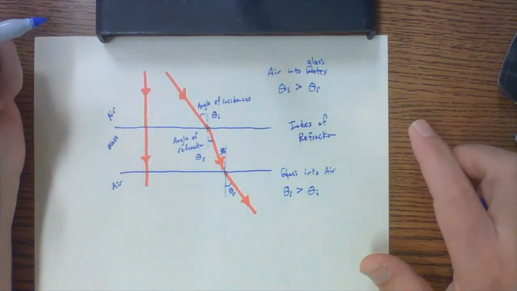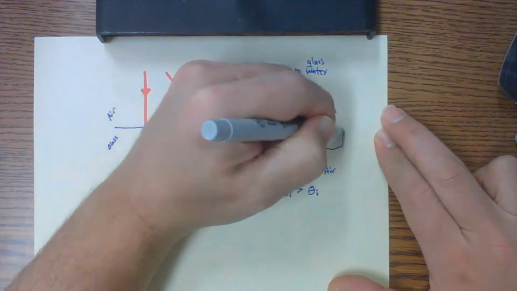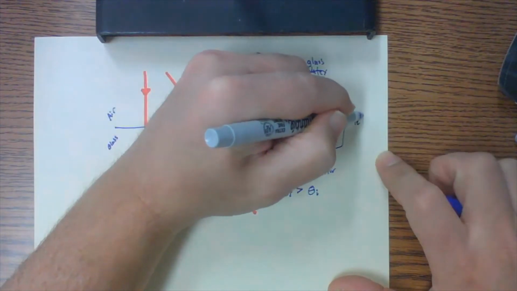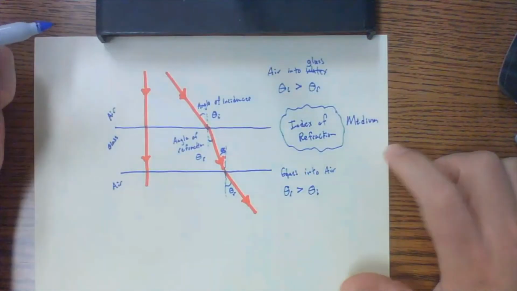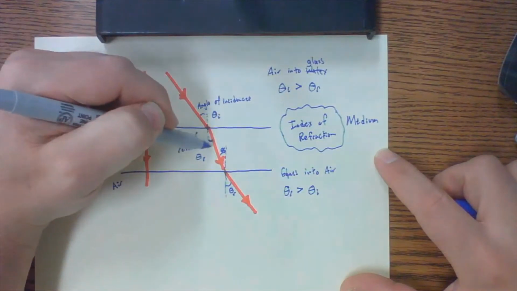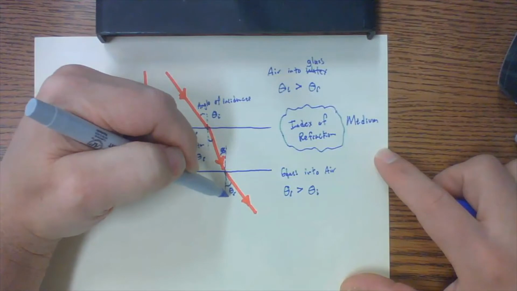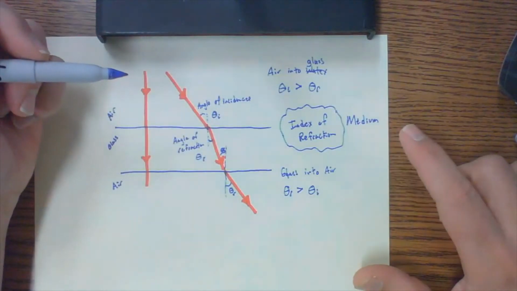And that index of refraction tells us about the materials. So this is an issue about the medium. If the medium is more optically dense, like glass, the angle will get smaller. When the medium is less optically dense, it'll get bigger. And so it's as the ray travels through.